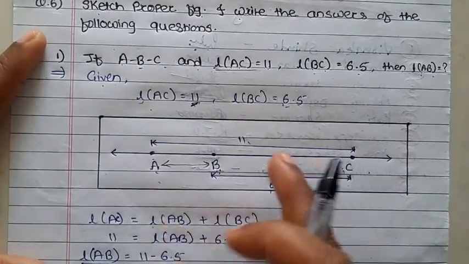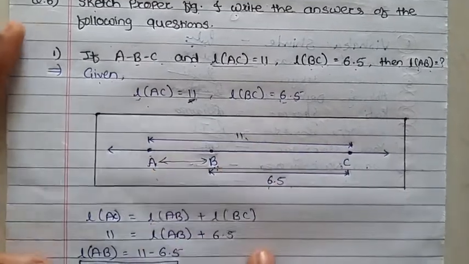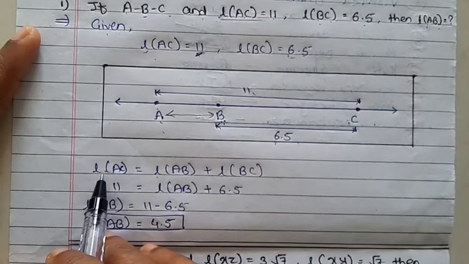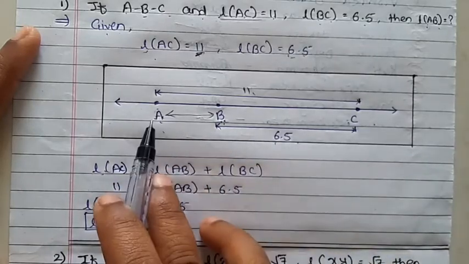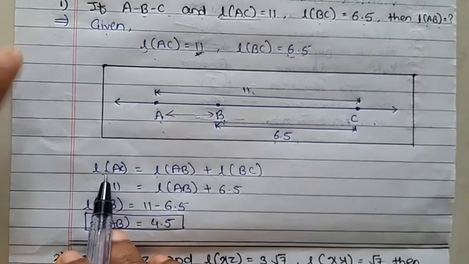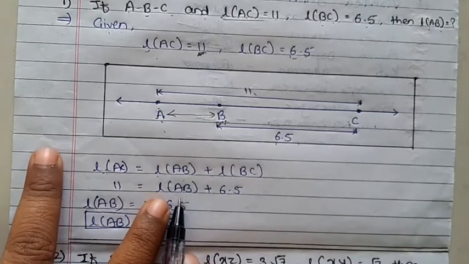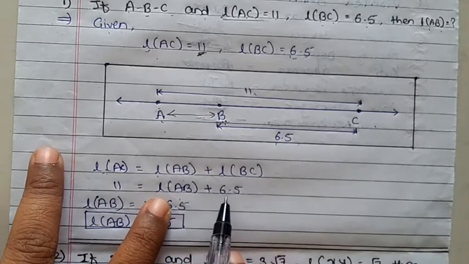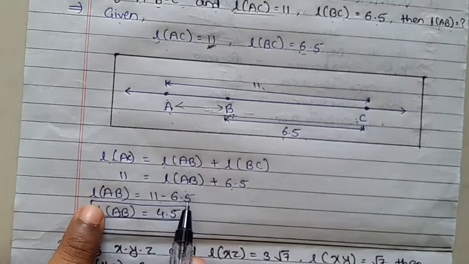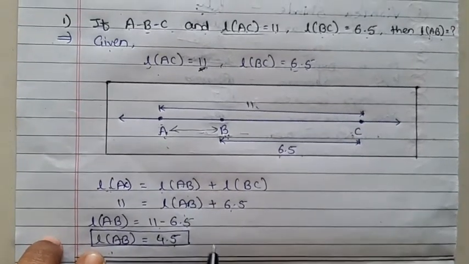When we subtract 6.5 from 11, we get AB. So we will apply one formula here: length of AC is equal to length of AB plus length of BC. We know the length of AC is 11, length of AB we don't know, so take it as it is, and length of BC is 6.5. Next, length of AB is equal to 11 minus 6.5. Therefore, length of AB is equal to 4.5. Understand this one?